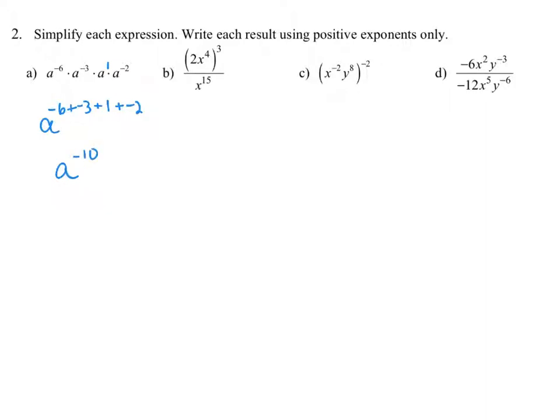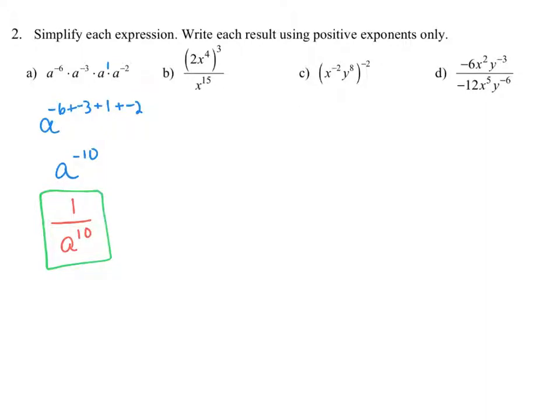Now we want to make sure we write our answer using positive exponents. So in order to make this a positive exponent, we need to write it as a fraction with a 1 in the numerator and a to the 10th in the denominator. So our answer is 1 divided by a to the 10th power.